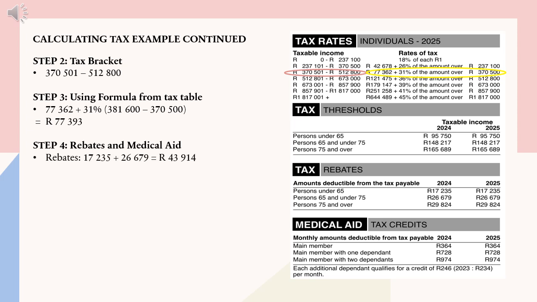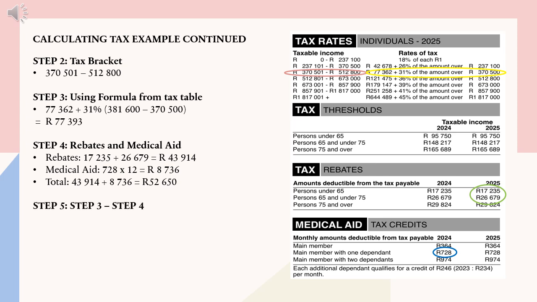First is the rebates. Because he is 67, he falls in the secondary category, 65 and under 75. We will therefore use the first two rebate amounts, which is 17,235 and 26,679, which adds up to 43,914 Rand. Next is the medical aid. He pays medical aid for himself and his wife, so that falls in the category of main member and one dependent, which is 728 Rand per month. We need to calculate it for the year, so that is 728 times 12 equals 8,736 Rand. The total for the rebate plus the medical aid is 52,650 Rand.